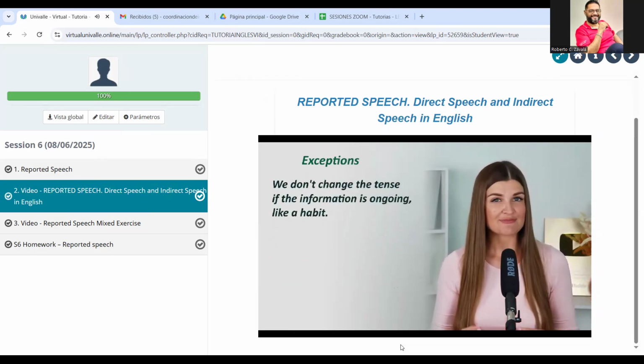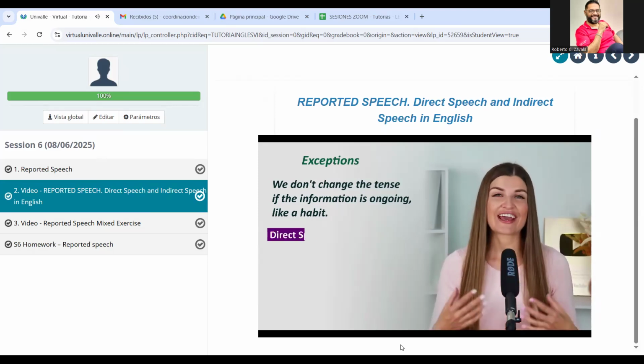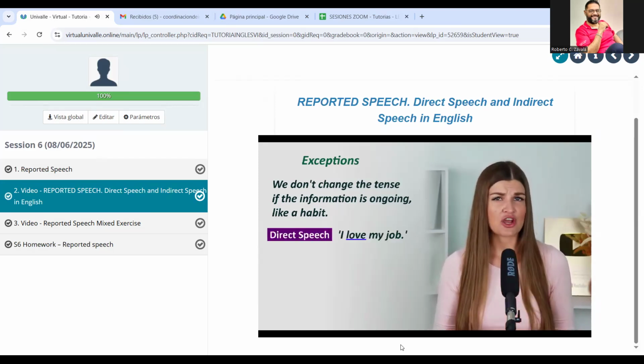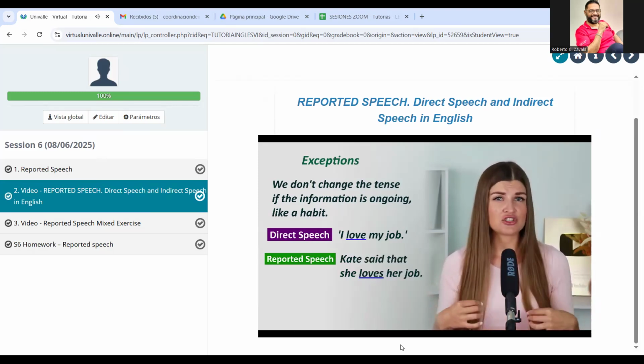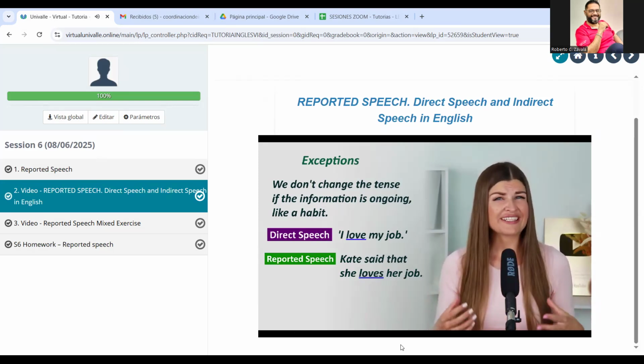With reported speech, we usually don't change the tense if the information is ongoing, like a habit. "I love my job." Kate said that she loves her job. I still love my job. This action is ongoing, so we might keep it in the present tense.